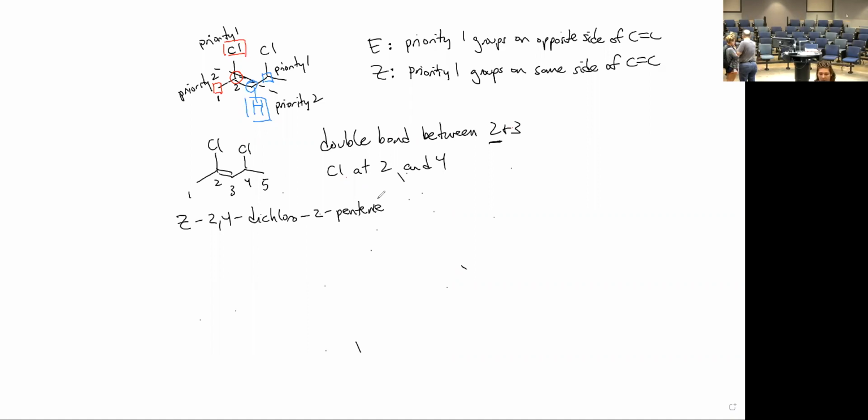No, those are not different conformations. And the way you know that is up and down, because these are both up.